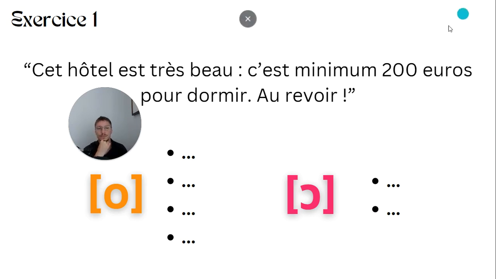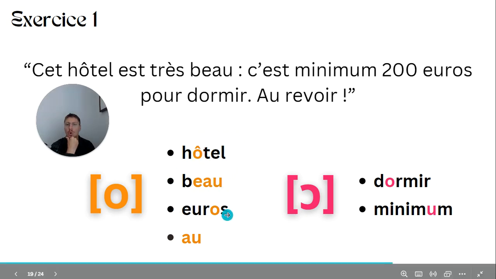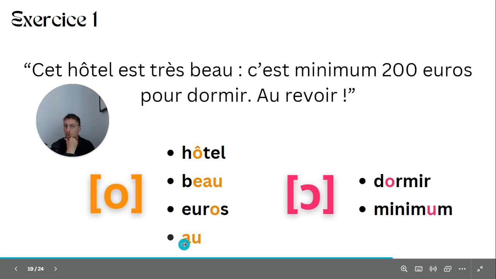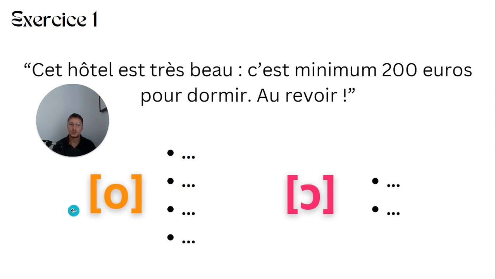C'est bon? Alors, on a hôtel, O, beau, O, euro, O, et O, O. Et ici, on a dormir, O, et minimum, O. Qu'est-ce que tu remarques? Do you notice something?